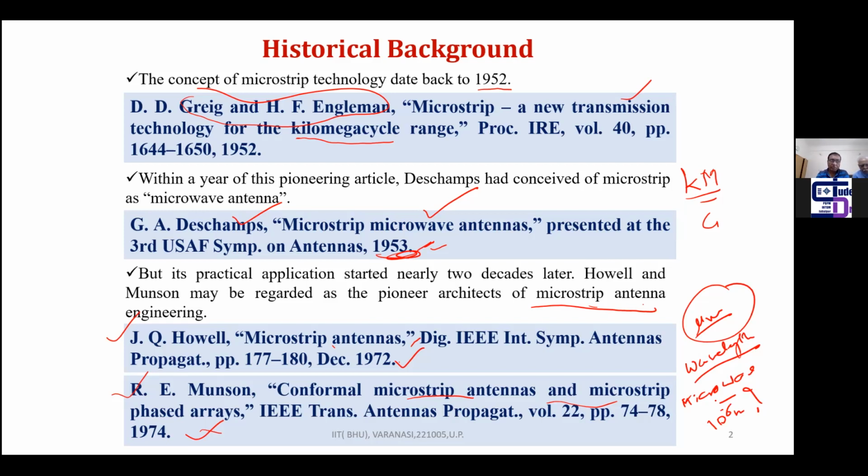So micro means 10 to the power minus 6 meter, or something else? Basically, in layman's language, micro means very small, in comparison to other waves. But I'm just talking about the micrometer. In micrometer, micro means 10 to the power minus 6 meter.